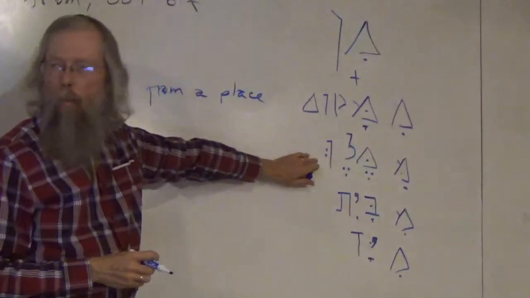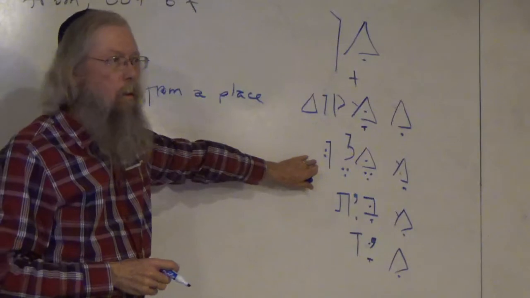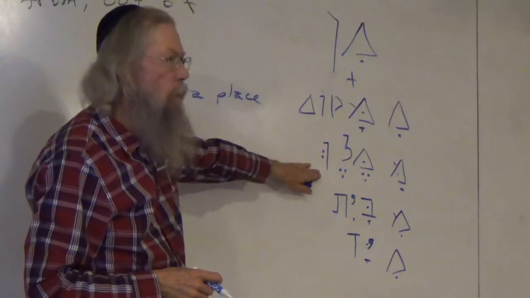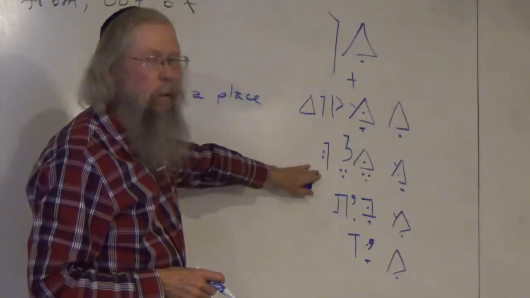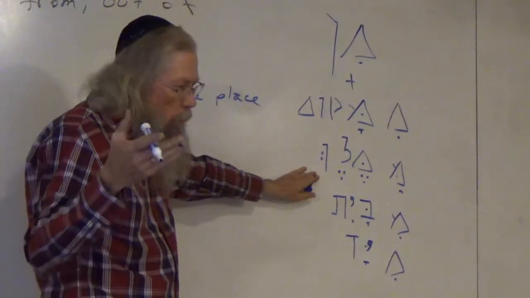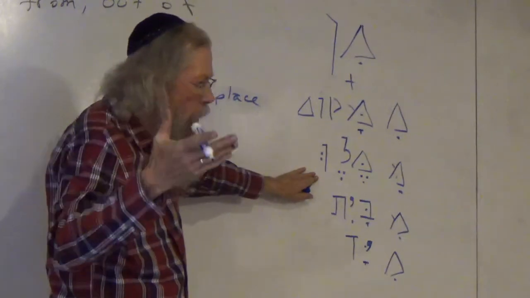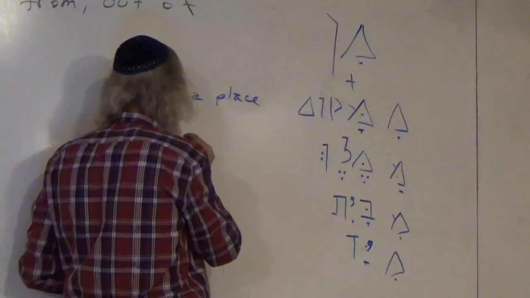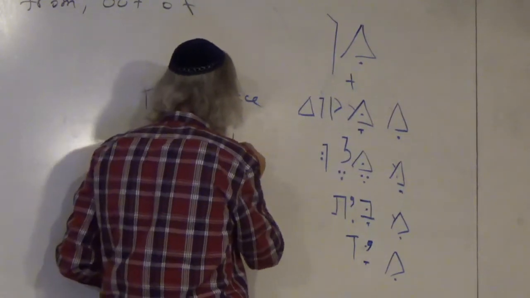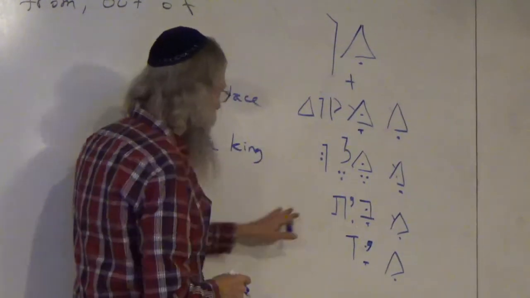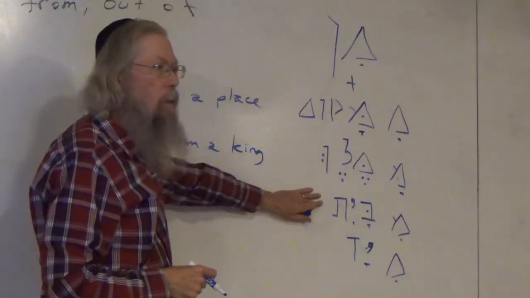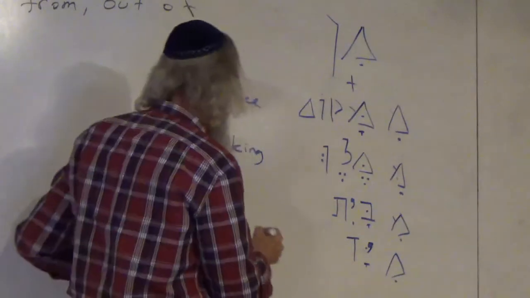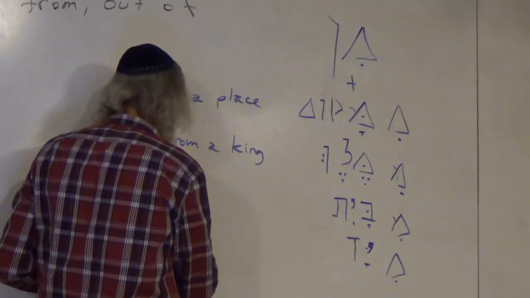This one. How do you say it? Mimelek. We already had this one. Mimelek, everyone. Meaning? From a king. Next we have? Mibayit. Which means? From a house. Everyone say mibayit.